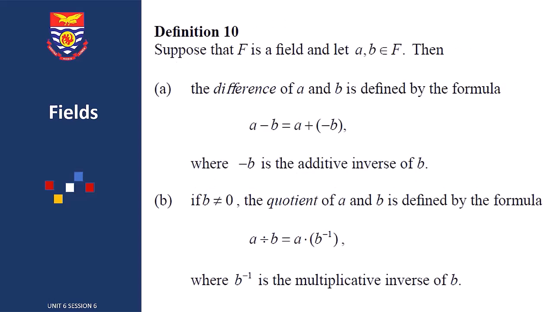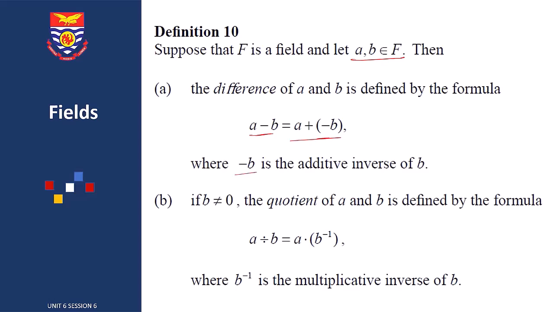As I said, we are looking at that. We are going to look at division and then subtraction. Suppose that F is a field, so we have a and b being members of the field F. Then the difference of a and b is defined as a minus b, which is the same as a plus negative b. Here the negative b is the additive inverse of b.